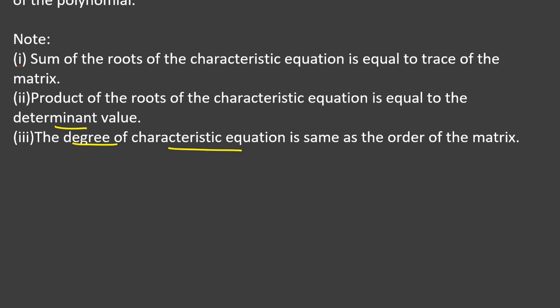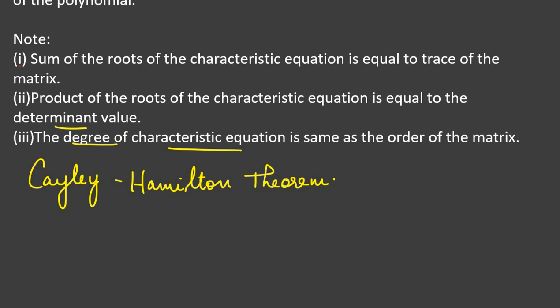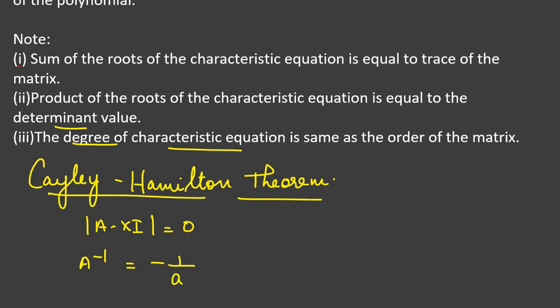Let us see next what is the Cayley-Hamilton theorem. Every square matrix A satisfies its own characteristic equation, where the characteristic equation is determinant of A minus xI is equal to 0. Then A inverse is given by A inverse is equal to minus 1 by an into A naught A power n minus 1 plus A1 A power n minus 2 plus and so on plus A n minus 1 into I.